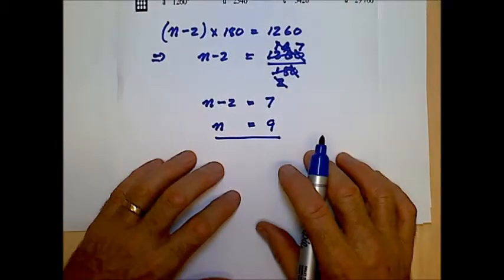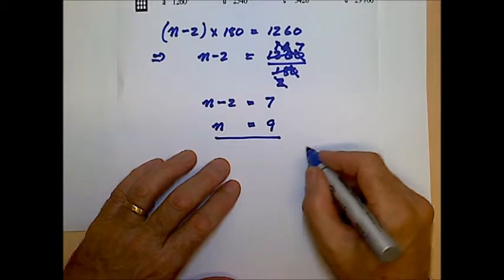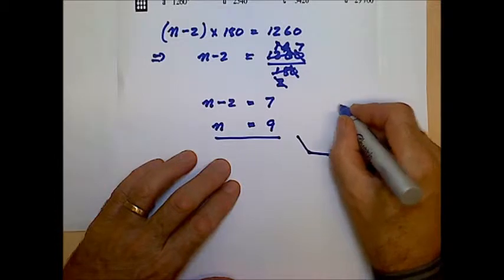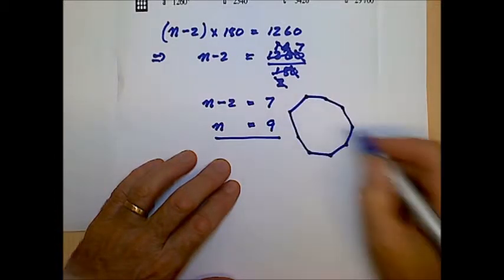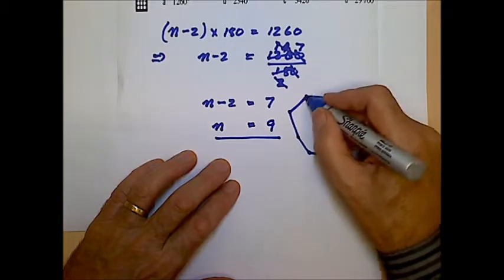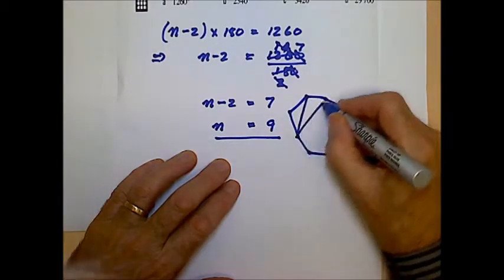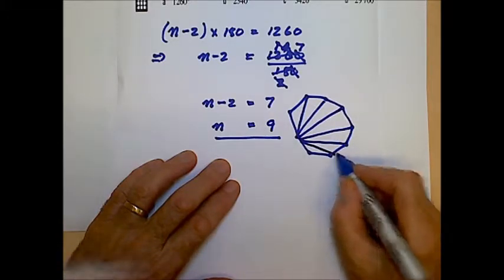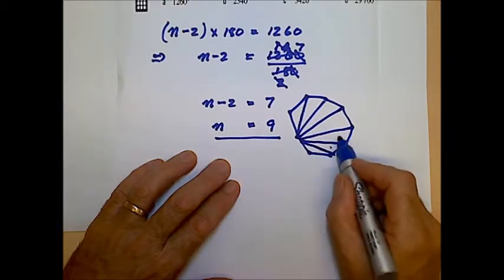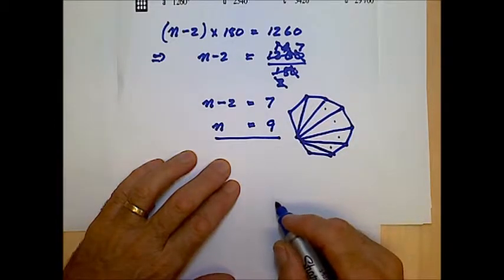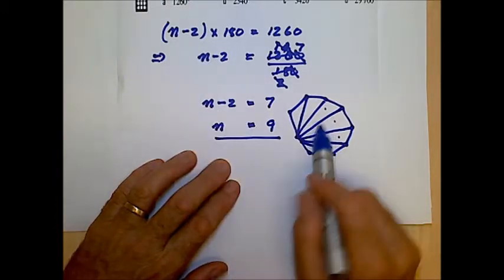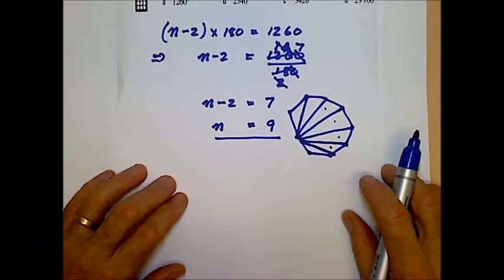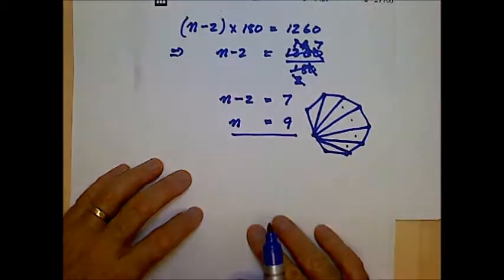Now of course we can confirm that result, because if we've got 9 sides, let's just do a rough sketch. 1, 2, 3, 4, 5, 6, 7, 8, 9. We know that there should be 7 triangles in there. So that's 1, 2, 3, 4, 5, 6, and then 7. So we've got 7 triangles in there, and the internal angles will add up to 7 times 180, which is 1,260. We do the other problems in exactly the same way.